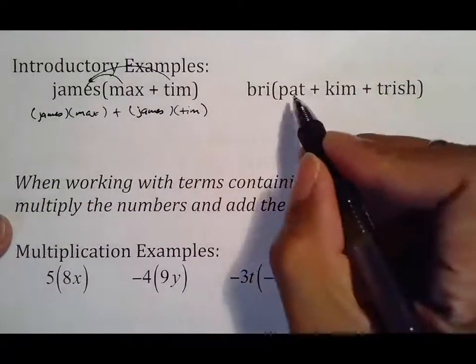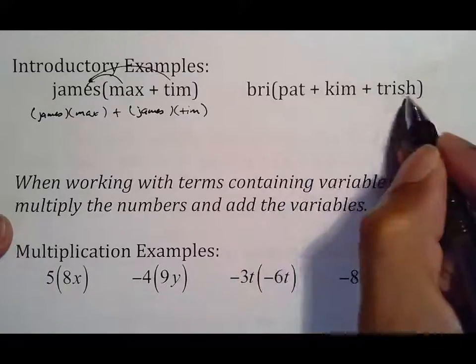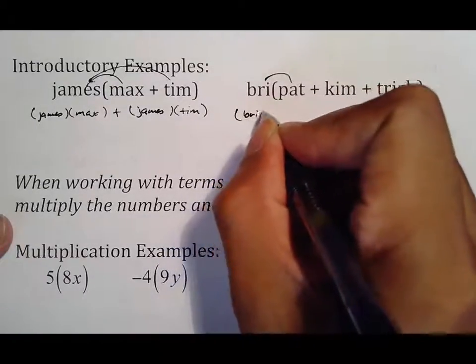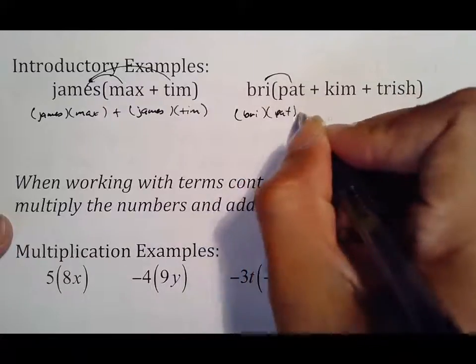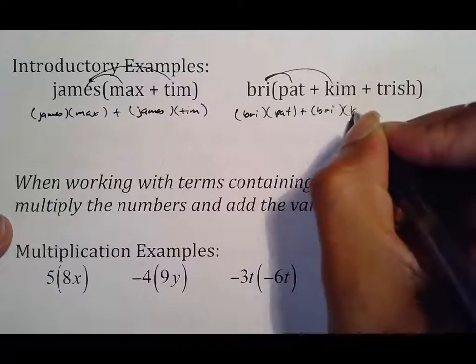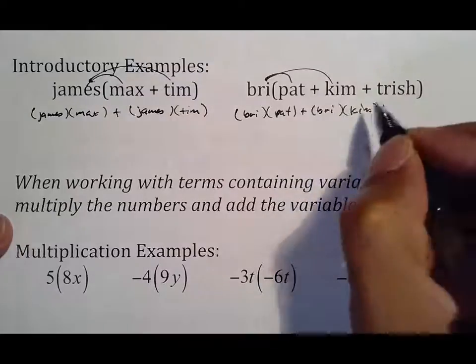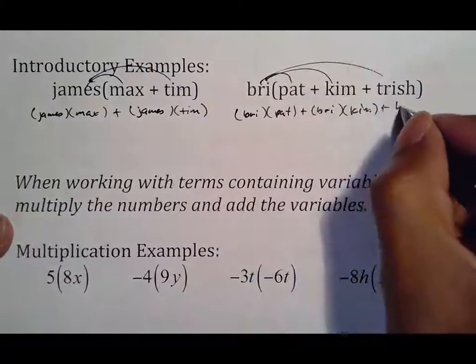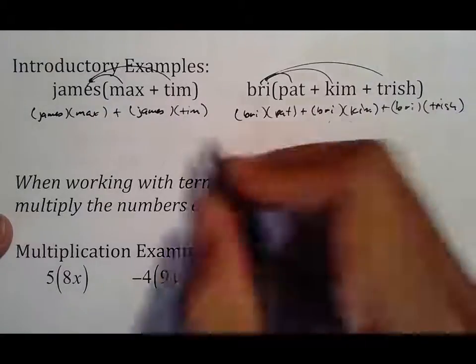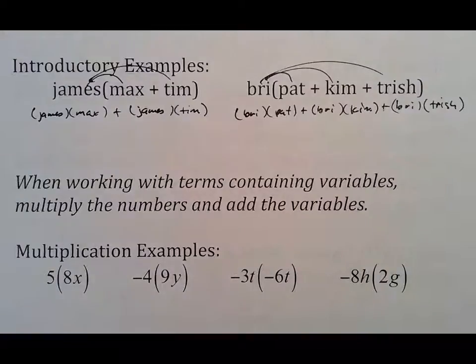Same thing here. Pat, Kim, and Trish are all friends. How do I know that? Because they're in parentheses. So what's going to happen is Bree is going to meet Pat, and Bree is going to meet Kim, and always use a plus. Bree is going to meet Trish. And that's really the distributive property right there.